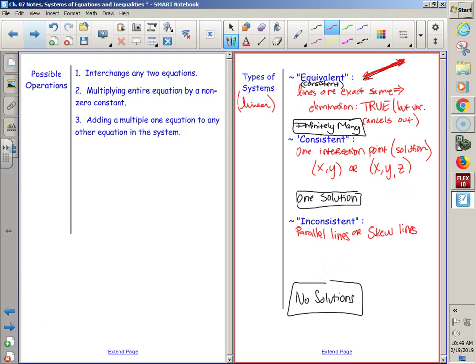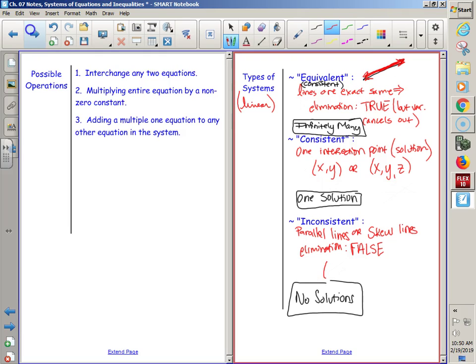But what happens when you go to solve? When you do elimination. Up here, elimination, everything goes away, but there's a true statement. Here, elimination, you end up getting solutions like x equals a number, y equals a number. Inconsistent, though, you go to do elimination, but you get a false statement. 0 equals 5. No, it doesn't. Okay, no solution. Right? There you go.